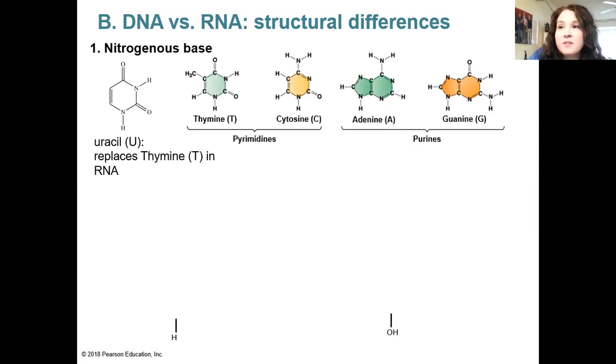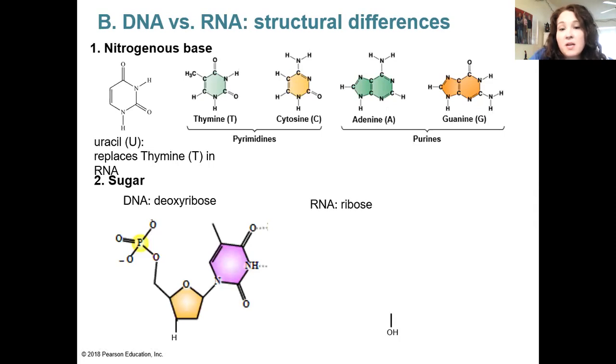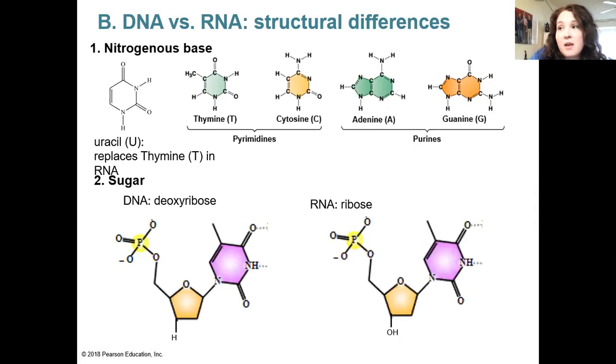The second difference is that the sugar is different. In DNA, we have deoxyribose, and in RNA, the sugar is ribose. And the reason they are named this is because of what comes off of the 3' carbon. In ribose, there's oxygen and hydrogen, OH. And in deoxyribose, the oxygen has been removed, just the hydrogen. So deoxyribose, that's why it's called.